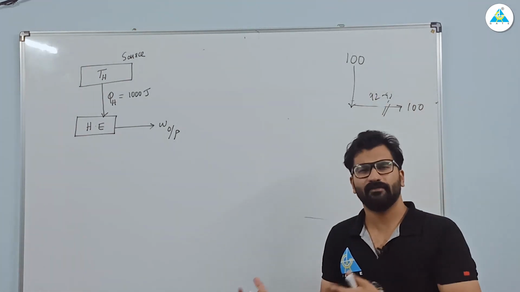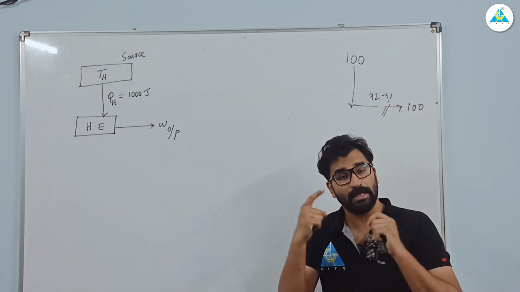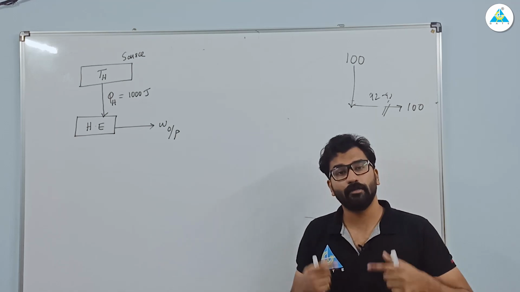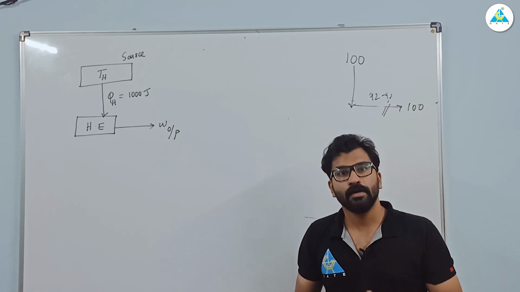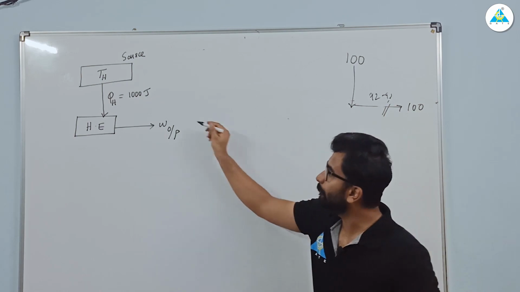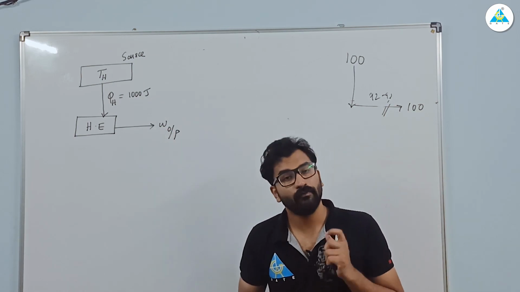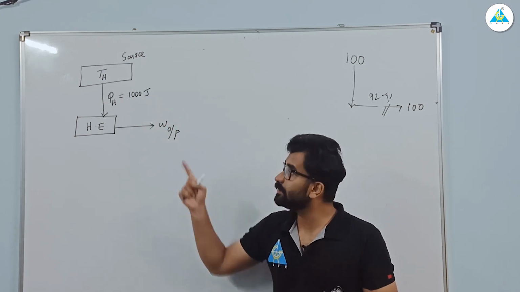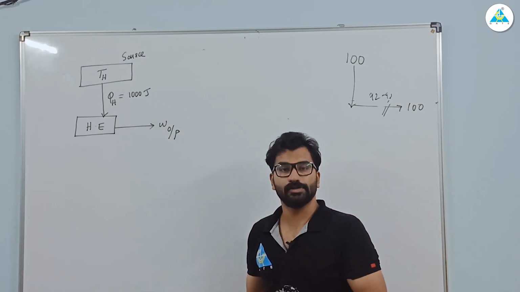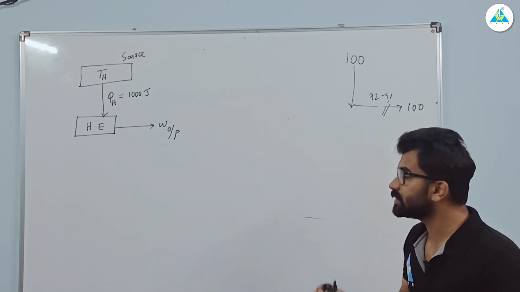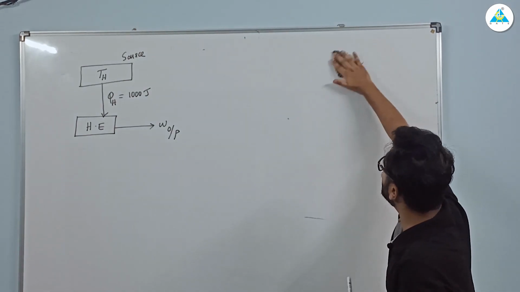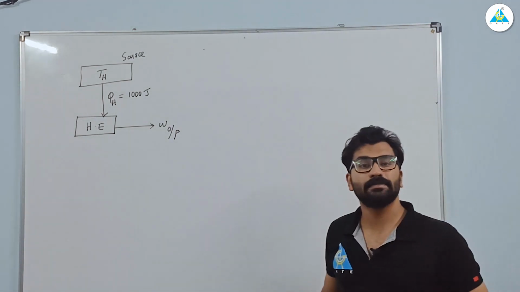At least 85. At least 80 plus. If you get 80 plus minimum, your rank will be below AIR 20. Clear? So we are interested in maximizing the work output. We know it is never possible to convert the complete 1000 joule to work. So we are interested in getting the maximum theoretical limit.